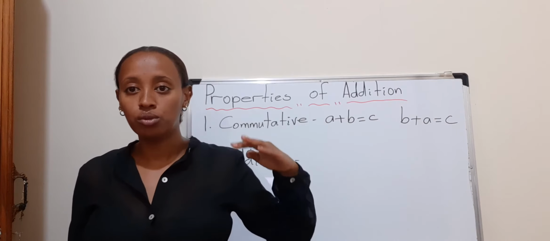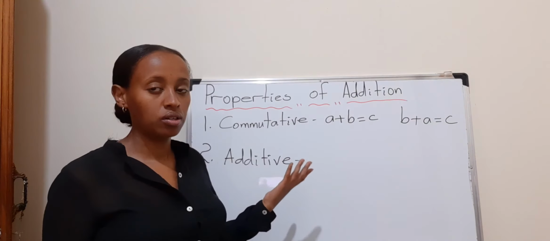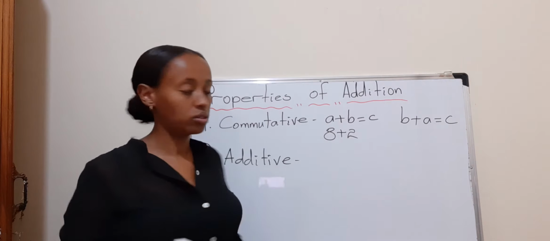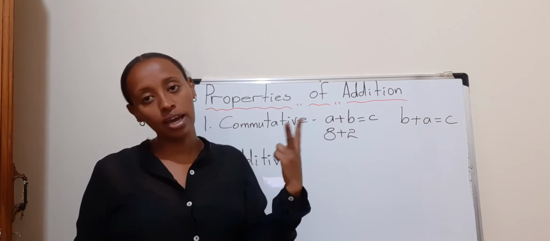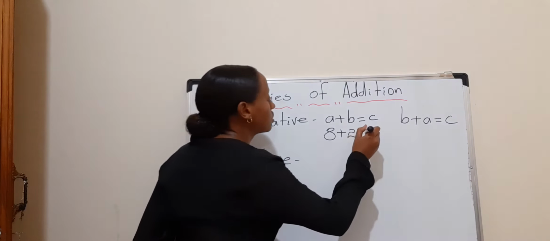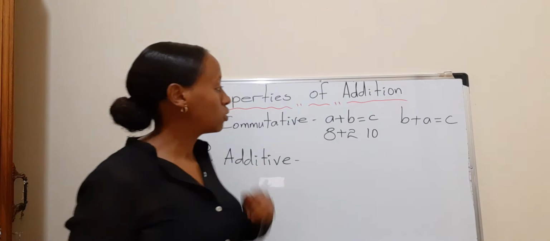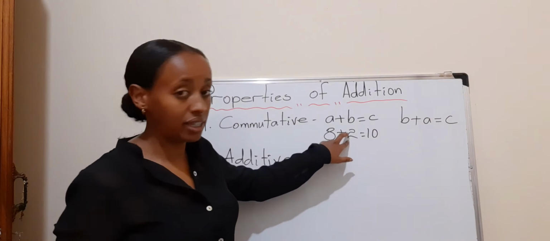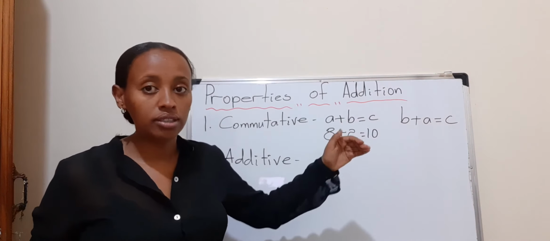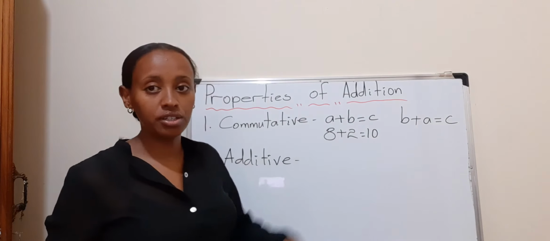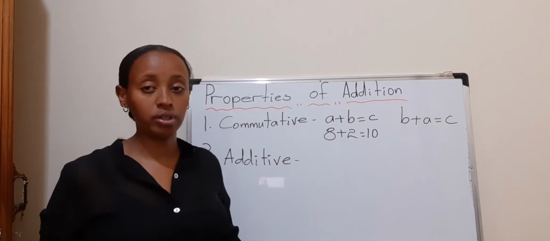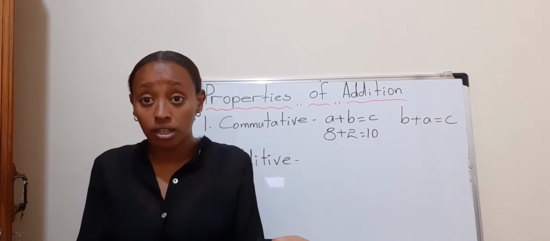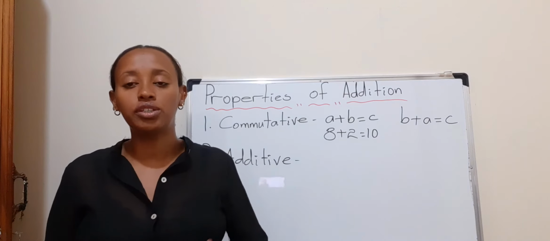Let's change this into numbers. Give me any number. For example, 8 plus 2. 8 plus 2 is what? 8 in my mind, 2 in my fingers: 8, 9, 10. Yes, 10. So when we change the place of the addends, there is no difference in the result. We can change the place of the two addends in addition, but the result is the same. This is what the commutative property means.